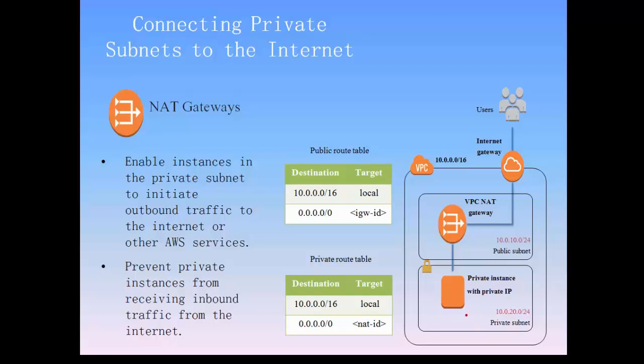Here is my private subnet. One instance here can be my database server, which I don't want to disclose to outside users, but it may need updates or patches. So any service initiated from here can go to the internet, but any request coming from outside is not possible. That is the purpose of a NAT gateway.